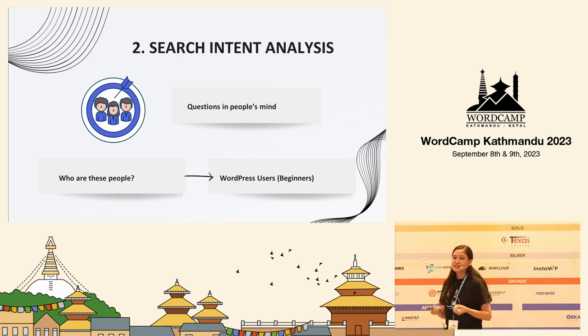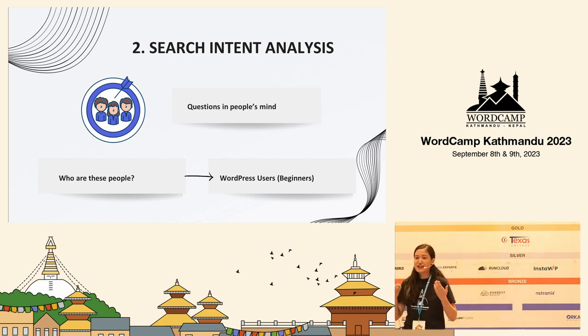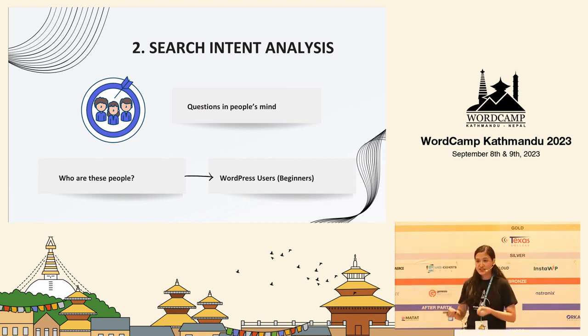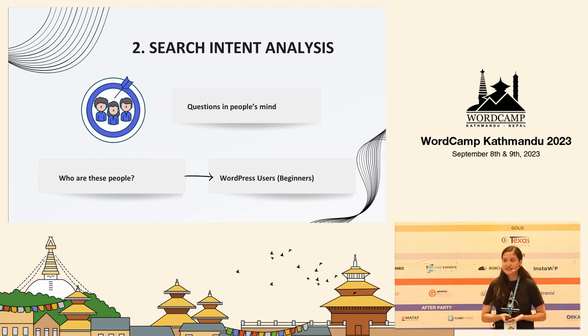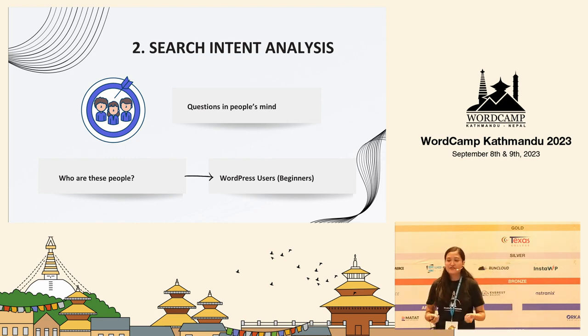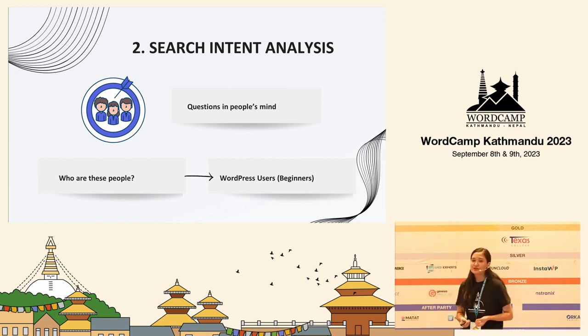Search intent technically means the questions that are in people's mind when they search something online. So they are the reasons or intentions behind a search. Now, as the definition says, you have to figure out what questions can be in people's mind when they search for your article. In our case, it can be to know how to install a WordPress plugin and also to know the different things that they have to remember before installing a WordPress plugin. After that, you have to also identify who these people are who are having these questions in their mind. In our case, they are the WordPress users who are beginners.